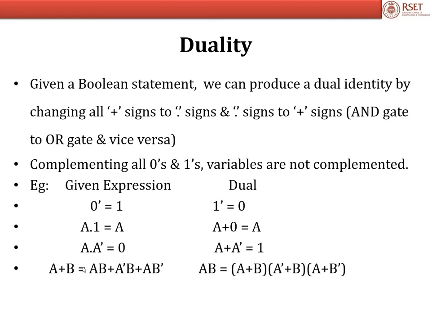Then again, a plus b is equal to ab plus a bar b plus a b bar. So the dual of that will be (a plus b) into (a bar plus b) into (a plus b bar).